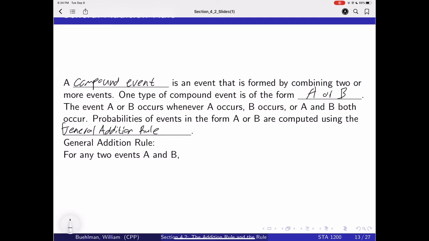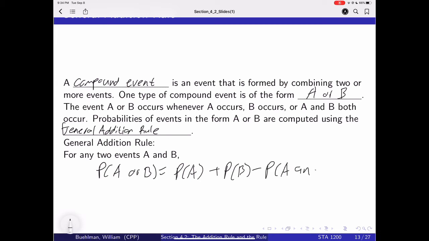And what the general addition rule says is for any two events, A and B, the probability of A or B is equal to the probability of A plus the probability of B minus the probability of A and B. And we've seen this in the last two examples already, but this is just a general way of stating it.